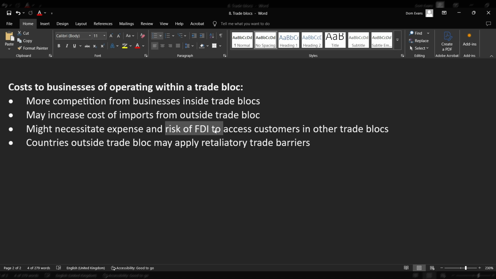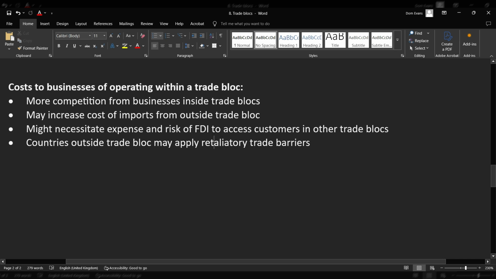So a risk of trade blocs to businesses is it might mean that they have to do FDI to access those customers in trade blocs around the world. All right, and that can lead to diseconomies of scale, communication difficulties, etc. And finally, we can find countries outside the trade bloc applying retaliatory trade barriers. Okay, as you know, one of the things about joining a trade bloc, free trade within, but less free trade outside the trade bloc. Okay, that can lead to retaliation.